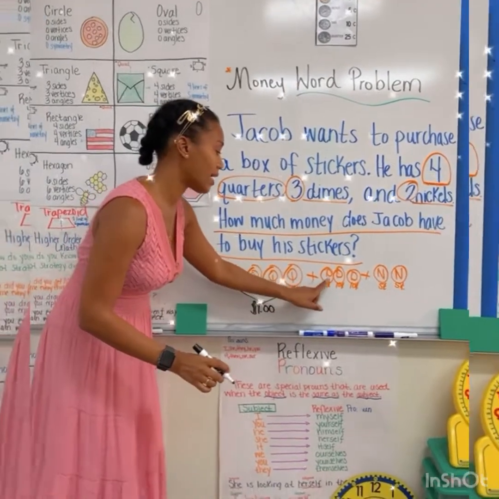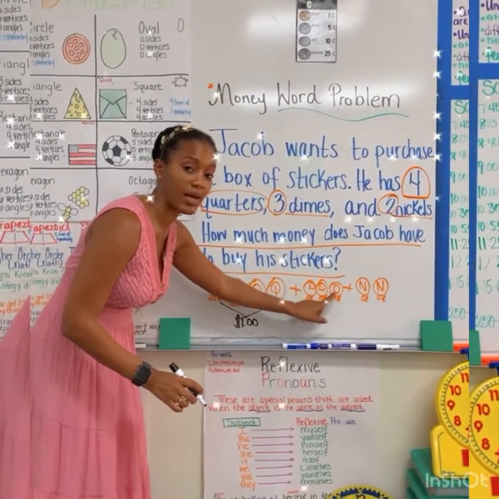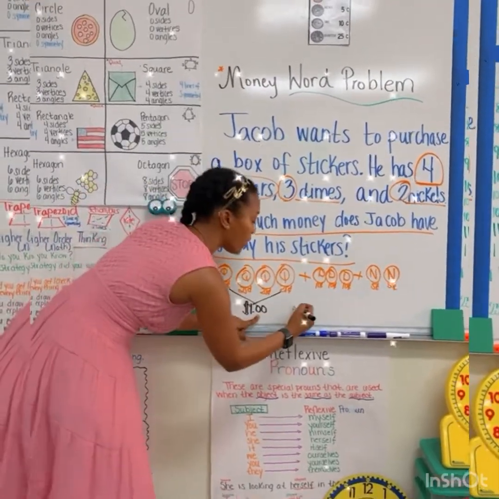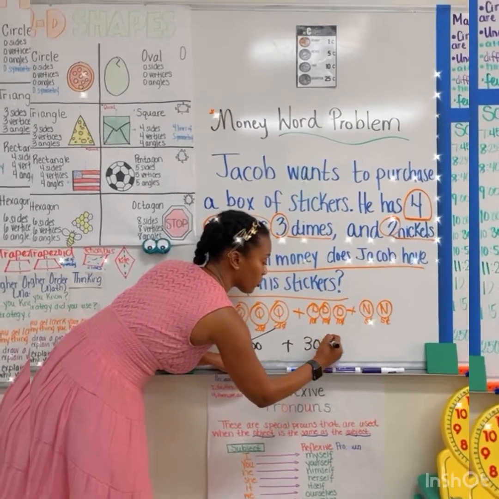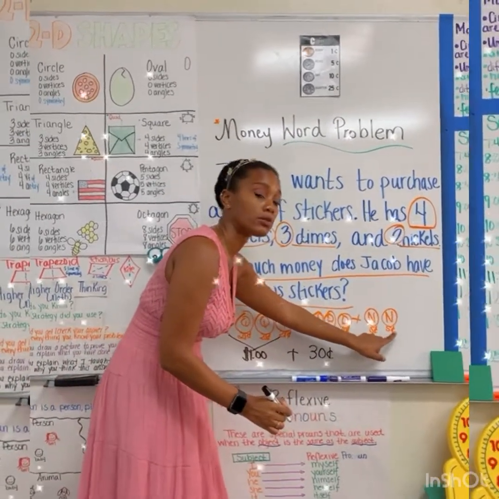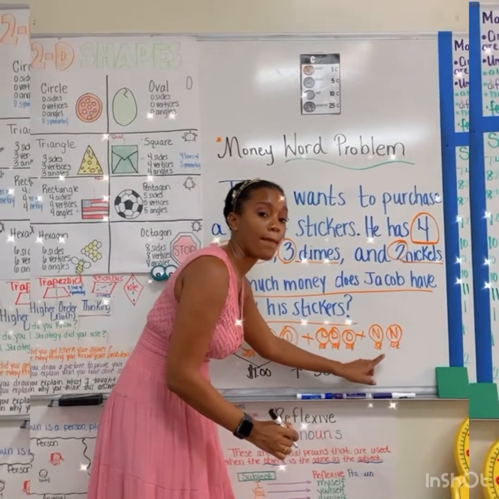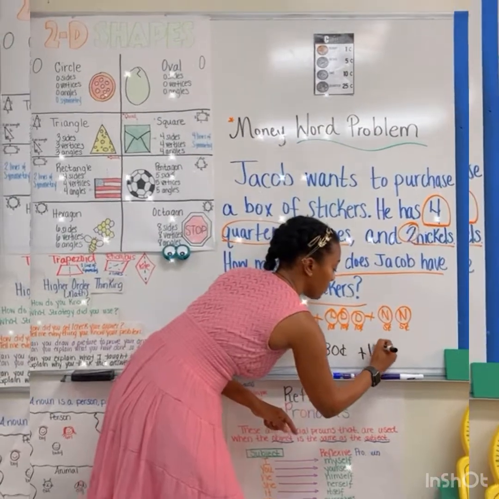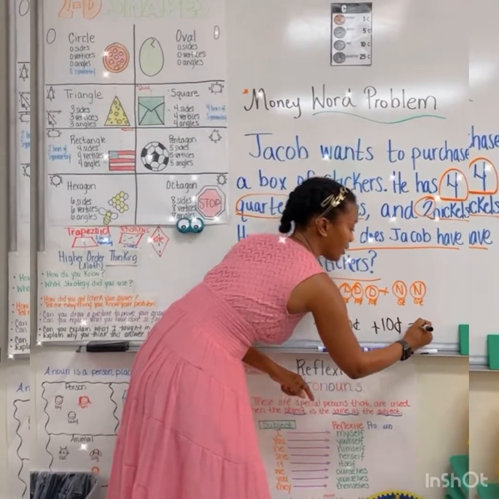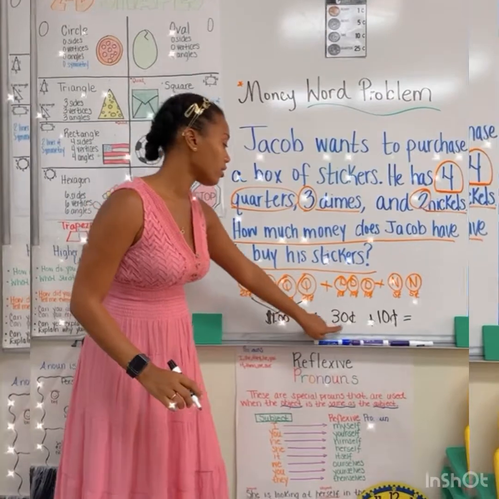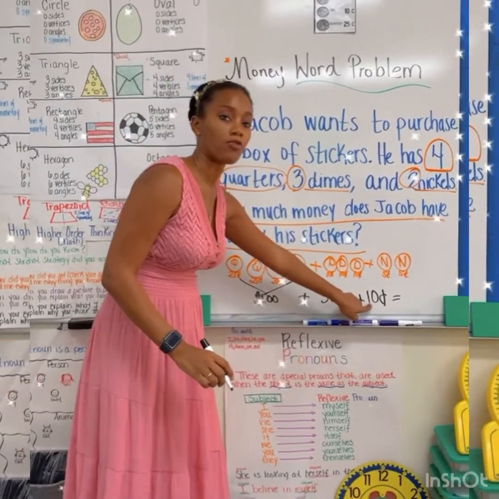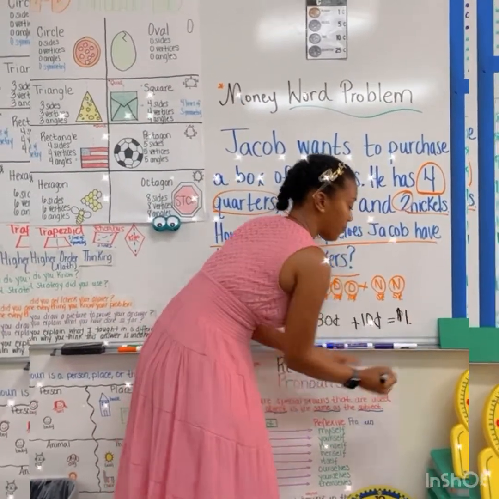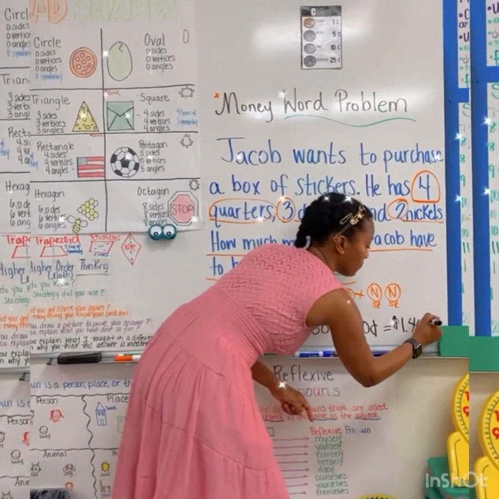So now I'm going to add 10, 20, 30 cents because I have 3 dimes and each dime is equal to 10 cents. So now I have $1 plus 30 cents. I have 2 nickels. They're each worth 5 cents. 5 plus 5 is 10. So now I have $1 plus 30 cents plus 10 cents. And now I can add that up. That's $1.30. Now $1.40 because I added 10. So I put my dollar sign, $1. I put a decimal here, and I put 40 cents.